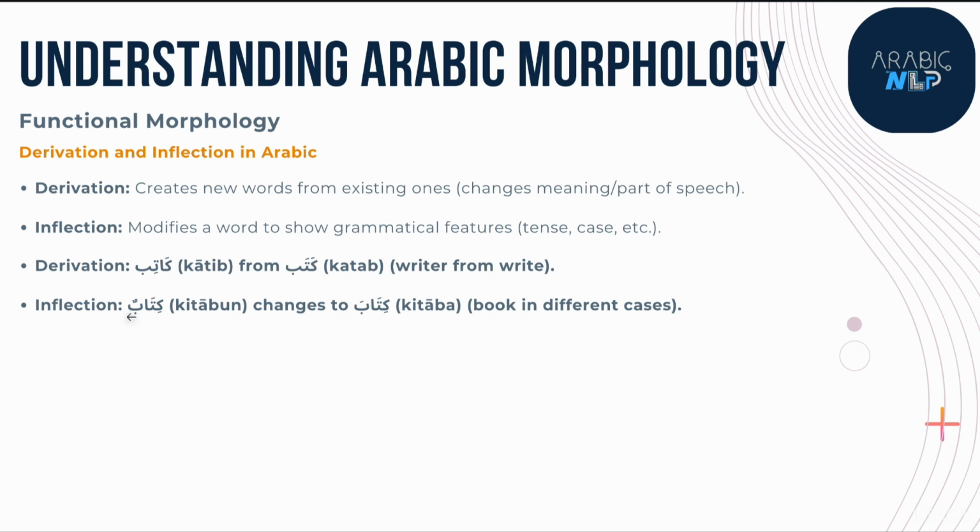And for the inflection, we have the same word, which is book, but in different cases. For example, here, kitabun changes to kitaba, and you can notice the change in the diacritics, the tashkil. So this is how book might come in different cases, which in functional morphology we call inflection.